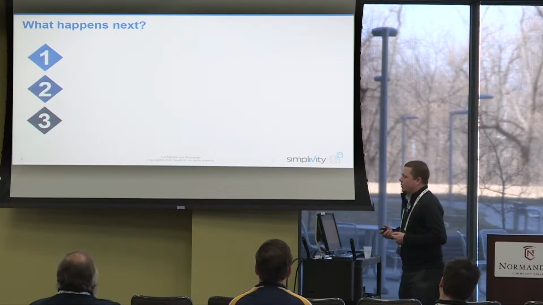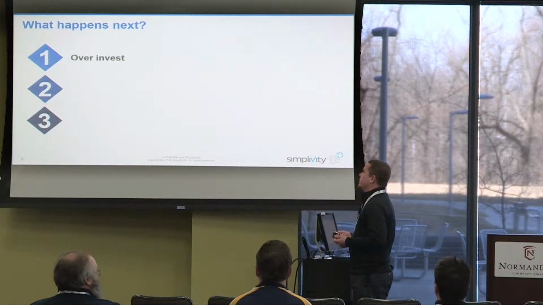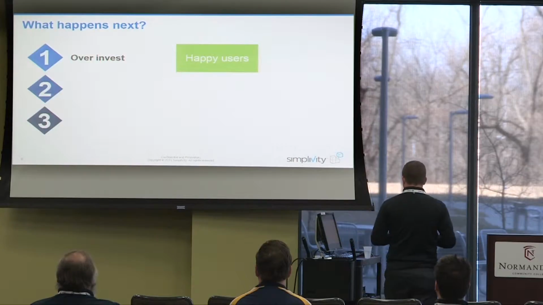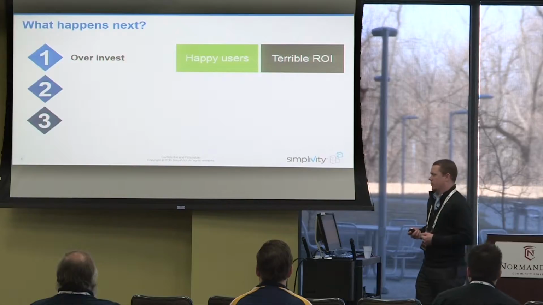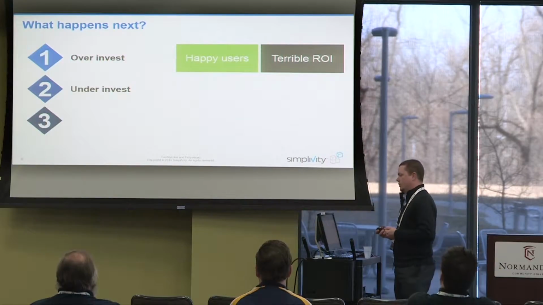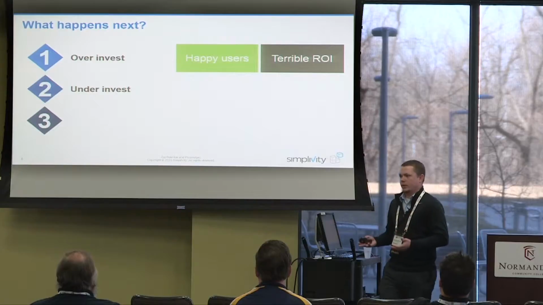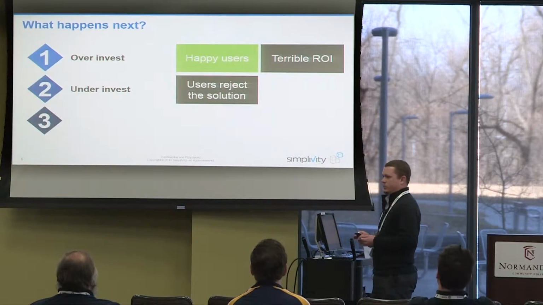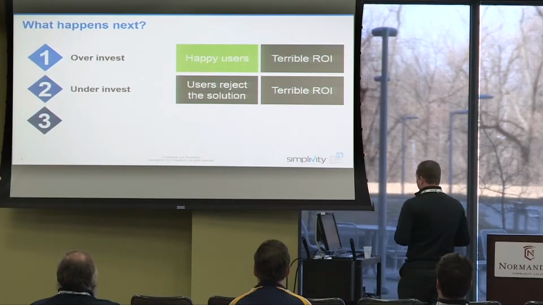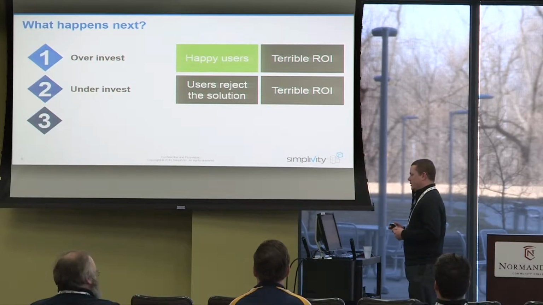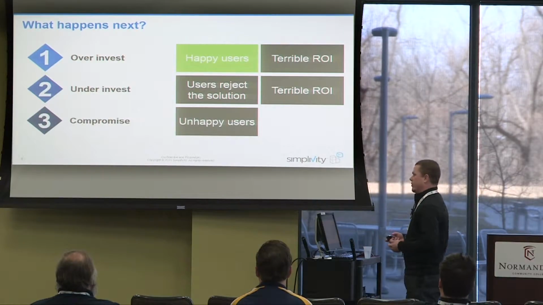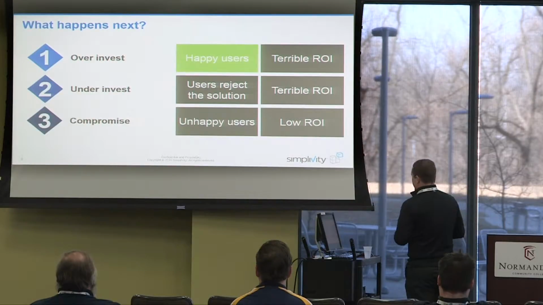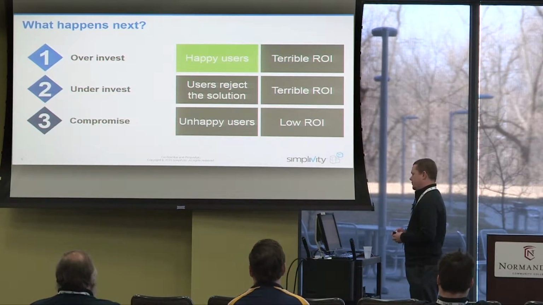So where do we go from there? You overinvest, you buy everything 100% up front. Your users are really happy, but there's no ROI in that. Alternatively, you can underinvest, not buy top of the line everything. Users won't use the solution. Terrible ROI. So from there, we can compromise, do something in the middle. Users, they'll use it, but they won't be real happy about it. And that's a low ROI type solution.